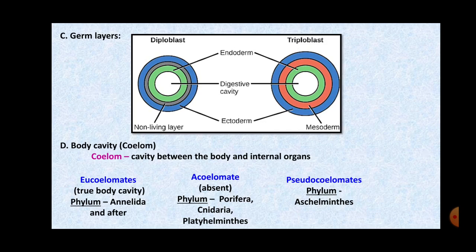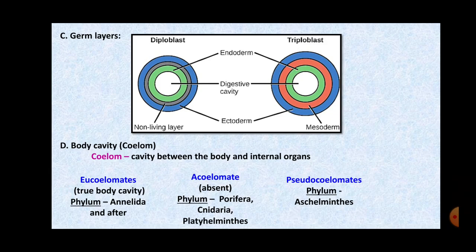Now, whichever phylum comes after Annelida, that we will be studying in detail when we start with the non-chordates. So, all the animals present in phylum Annelida and all the organisms present in the phyla after Annelida would have this body cavity. Right? So these animals which have a true body cavity developed from the mesodermal layer are called eucoelomates. Eu means true, developed.